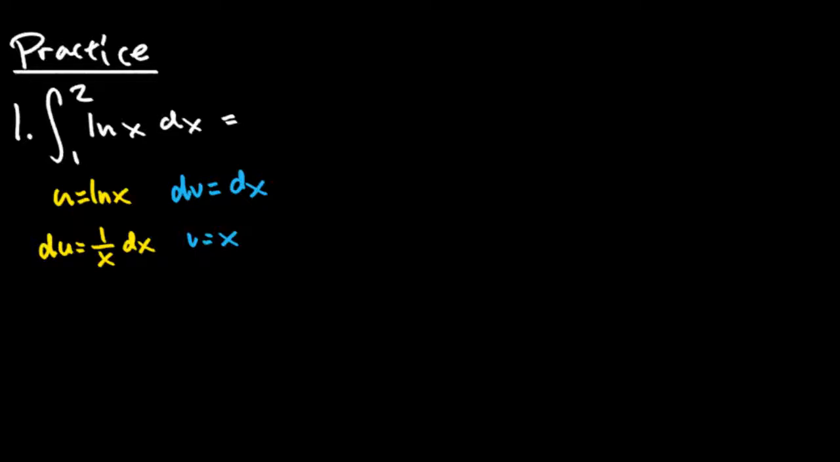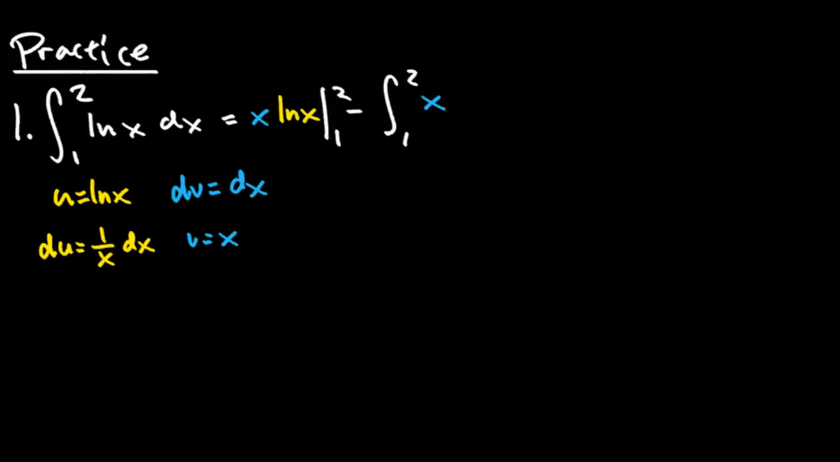Okay, so uv, I'm just going to write the v first, because x dx is what you want to write. x ln of x, from 1 to 2, minus the integral from 1 to 2 of v du.